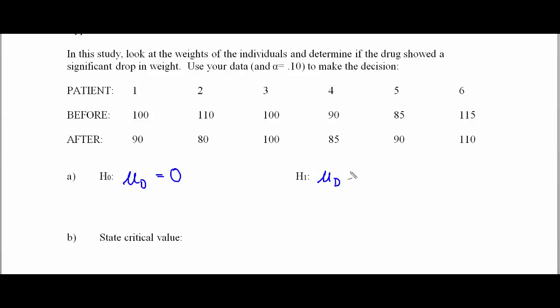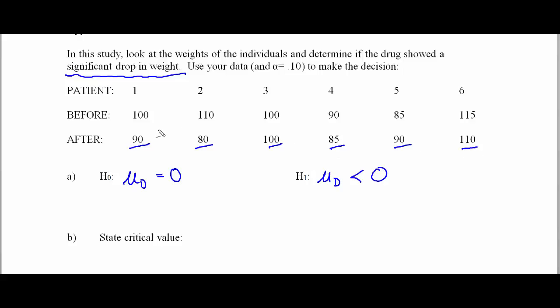But you have a little bit of play right now. You have a little bit of choice whether you want this to be greater than 0 or less than 0. I think a lot of people, since they're reading the significant drop in weight, are going to want this to be less than 0. But keep in mind that if you do that, then you're going to have to make sure that most of these numbers are going to be negative.